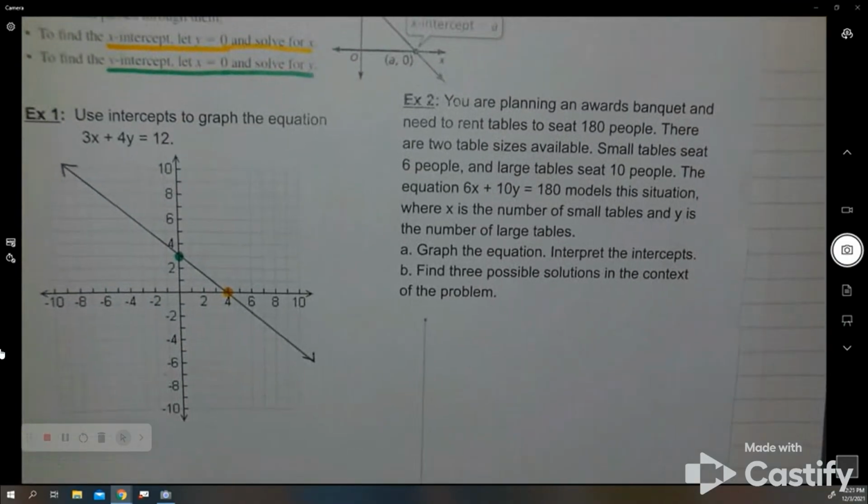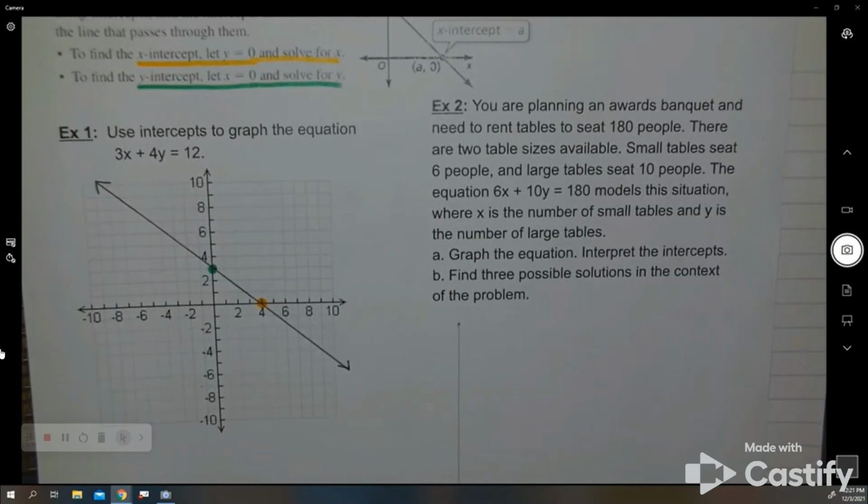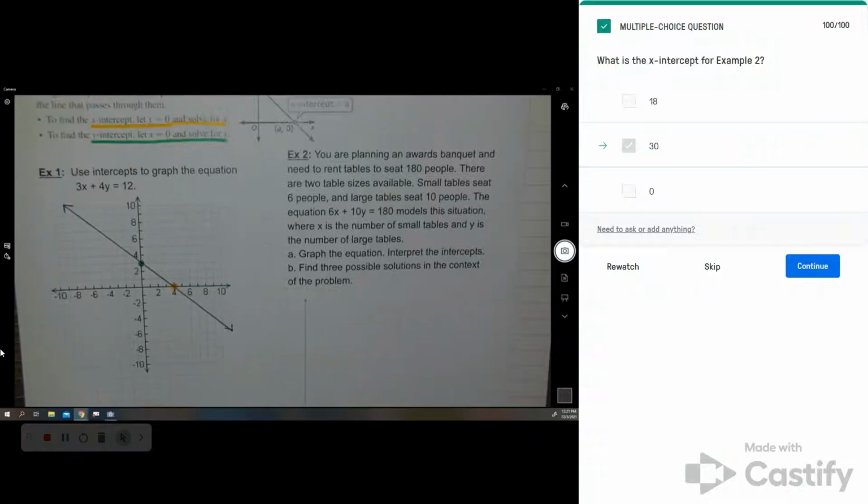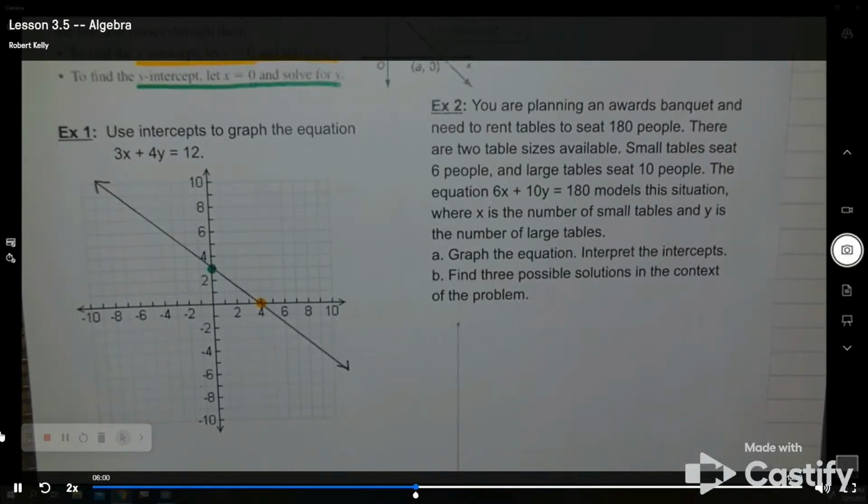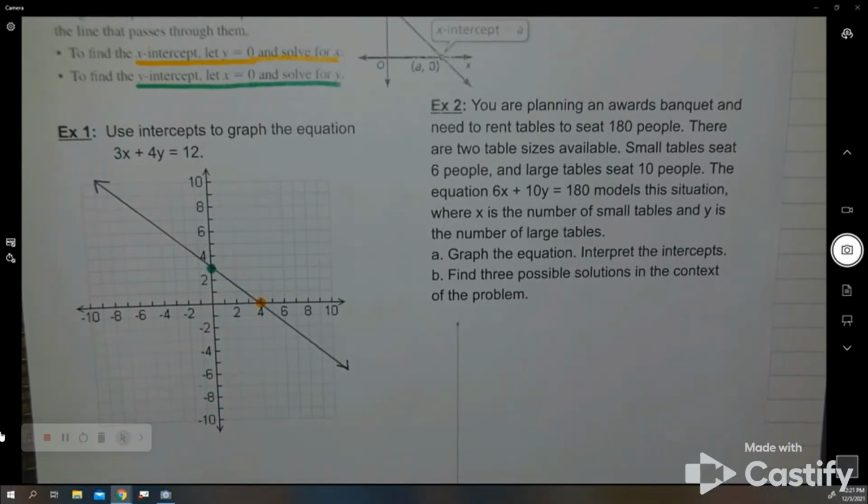All right, take a look at example 2. You're planning an awards banquet and need to rent tables to seat 180 people. There are 2 table sizes available. Small tables seat 6 people and large tables seat 10 people. The equation 6x plus 10y equals 180 models this situation.